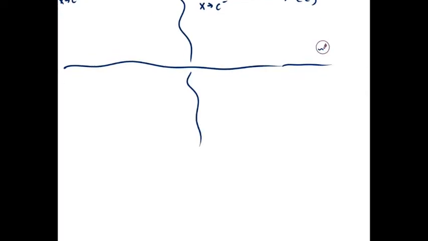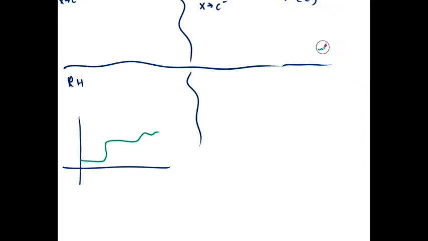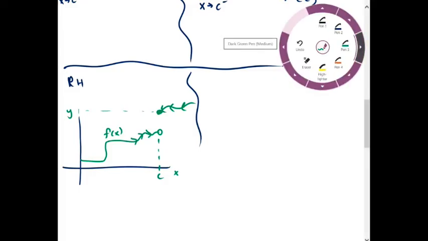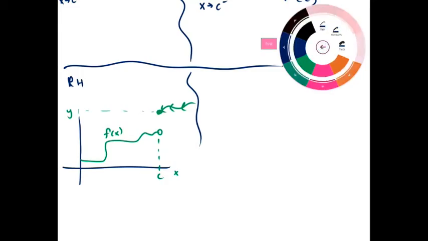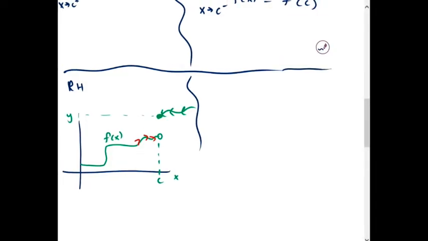Something that's right-handed, or continuous from the right side, an example would be this. So this is f of x, and this is c here. As you can see, as we come from the right, the limit approaches the function's value. Whereas if you come from the left, we don't approach the value at c. Here we're not approaching it, and on this side we are.